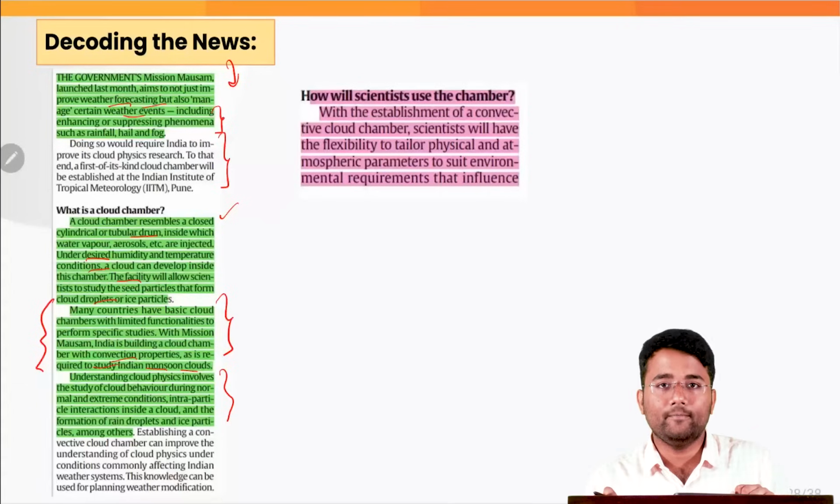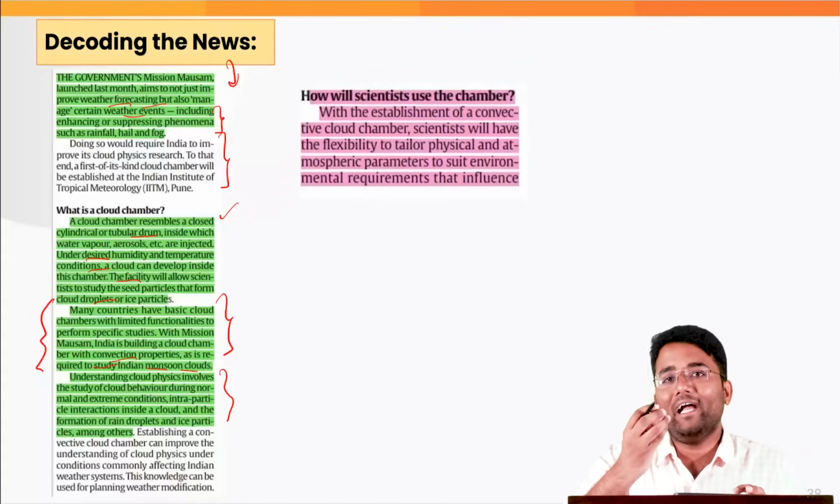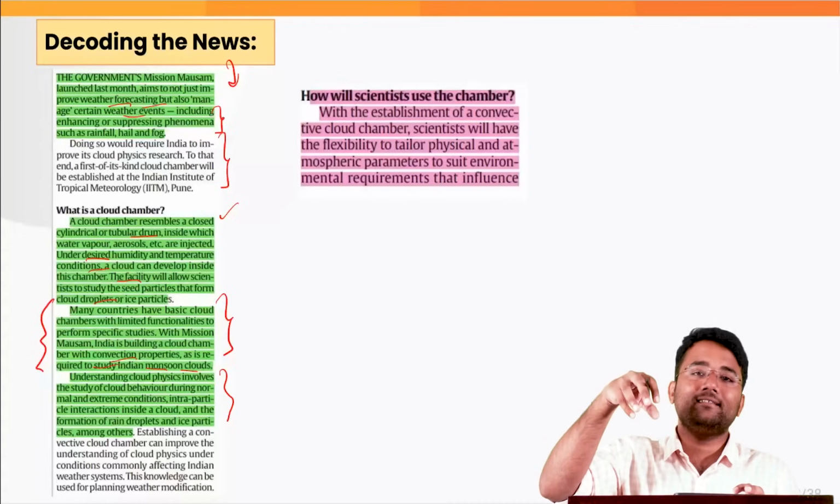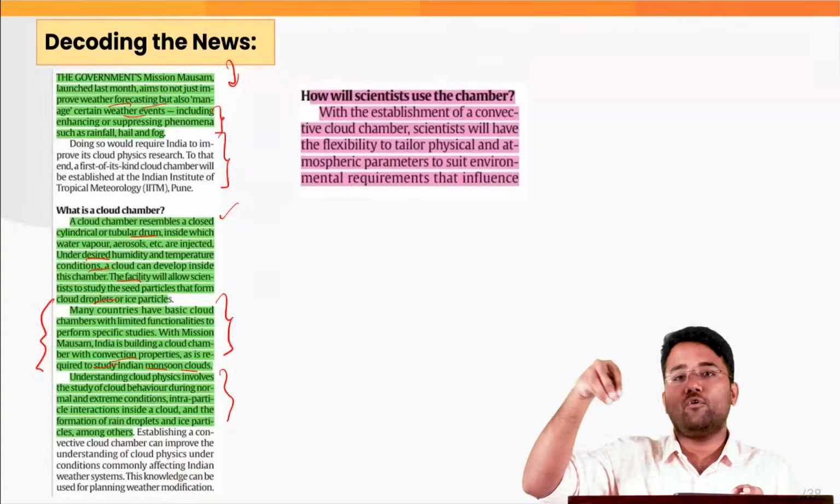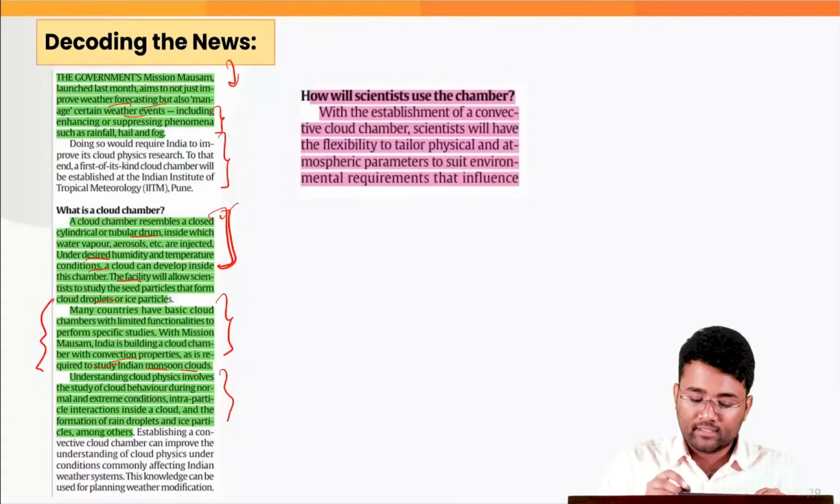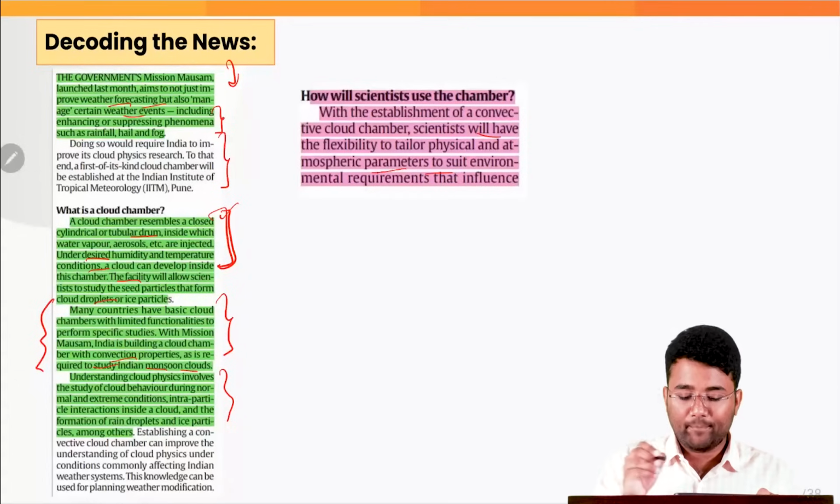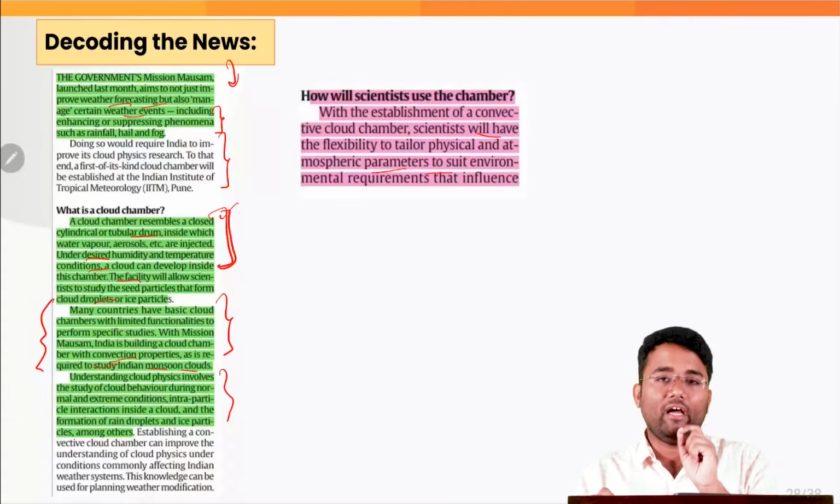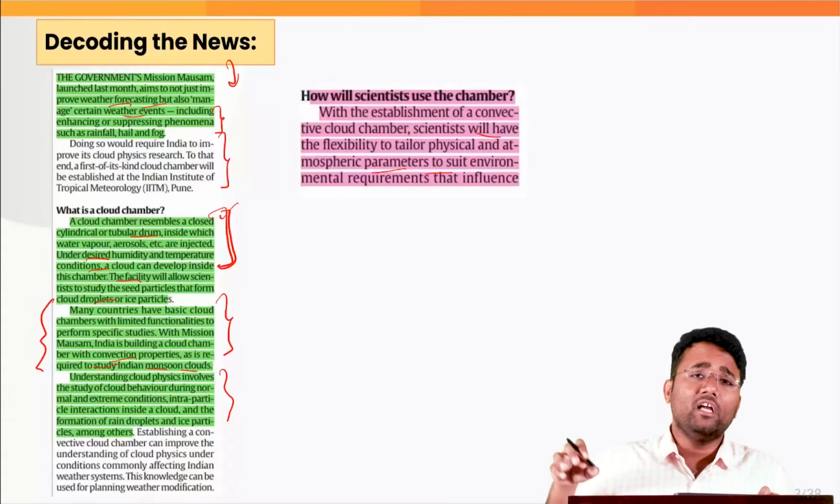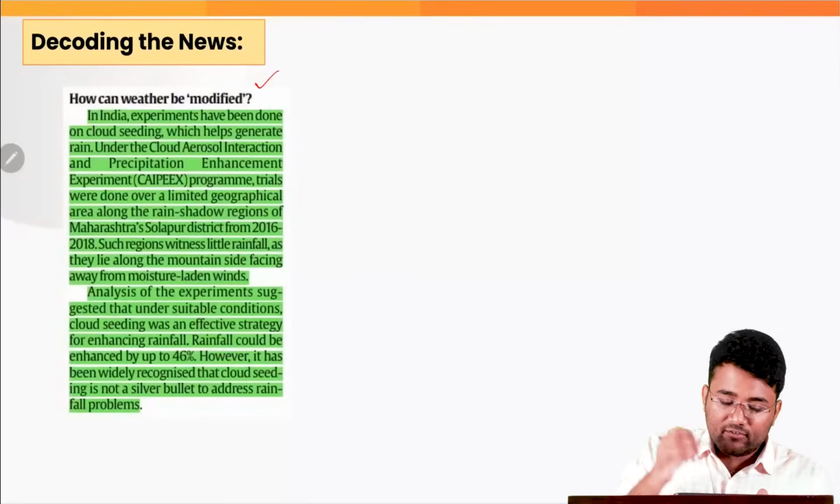So what is happening? Understand that you would have heard about the cloud seeding process, where aerosols are injected in the clouds to ensure that proper nuclei are being formed in those areas that can actually help in rainfall in those areas. With the development of these kinds of chambers, the scientists will have the flexibility to tailor the physical and atmospheric parameters to suit the environmental requirements that influence overall weather phenomena in those particular areas. Also, how this weather can be modified.